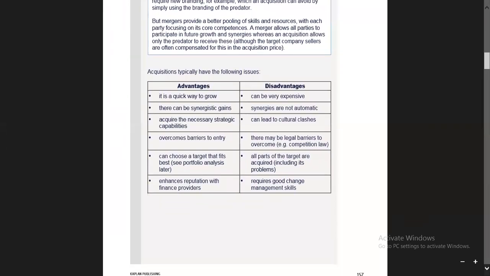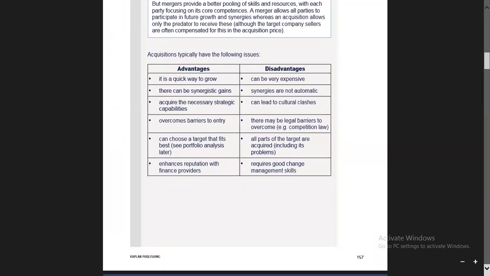Now what are the advantages and disadvantages of acquisition? All the methods which we are going to discuss today in this chapter have their own pros and cons, but you have to decide according to the scenario. When the examiner asks you how the company will strategically develop, you have to analyze the scenario given by the examiner, and then advise which method is suitable for that company to use, whether that is acquisition, merger, franchises, and so on. But here I am going to discuss all of them and their advantages and disadvantages.